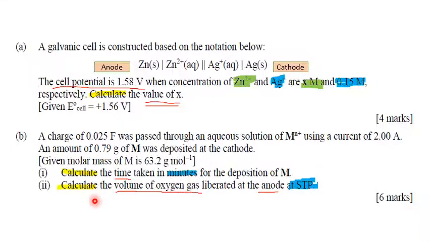Second part, calculate the volume of oxygen gas liberated, meaning released, at the anode at STP. Just now the question was at room temperature. Now this question is STP. STP is 22.4 dm³ per mole. Okay, so let's check how to solve part A and part B.